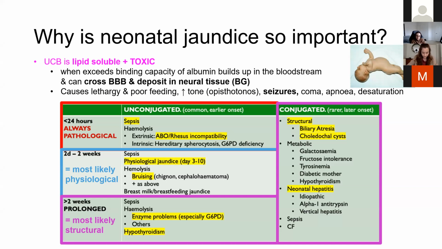What is this deposition in the neural tissue referred to when we have increased unconjugated bilirubin? Yes, kernicterus. Everybody knows. Great. So kernicterus can cause a whole variety of things up to and including seizures, comas, and neonatal death. So it's bad. This is a baby here who is unfortunately suffering from kernicterus.